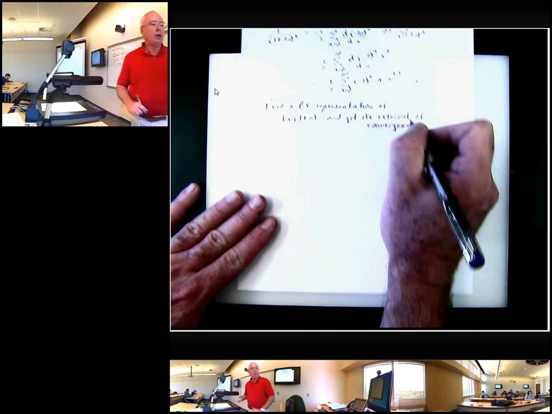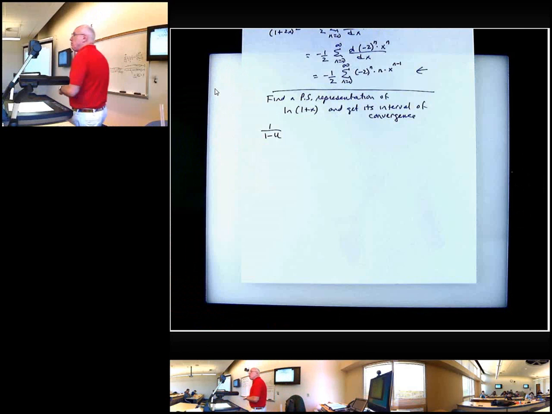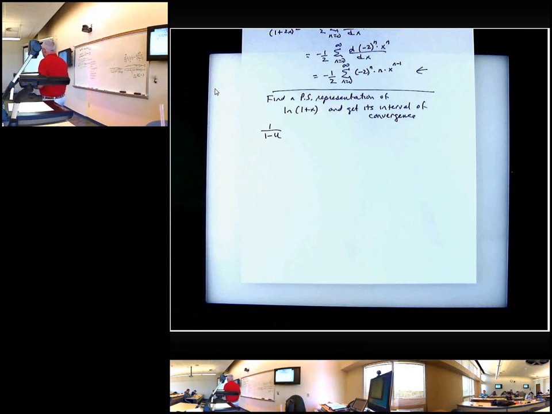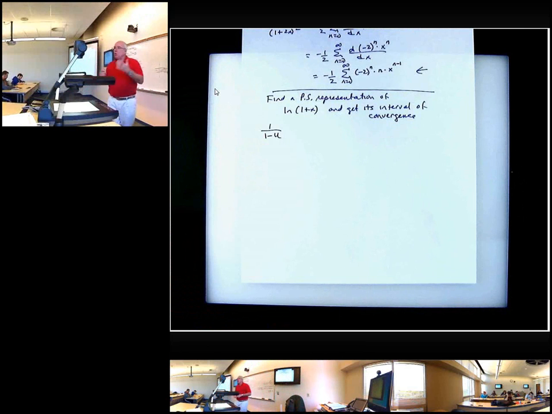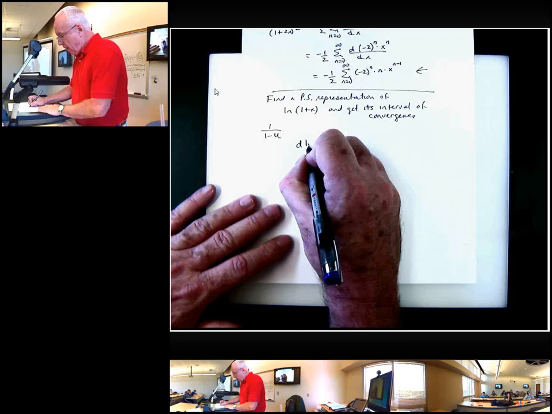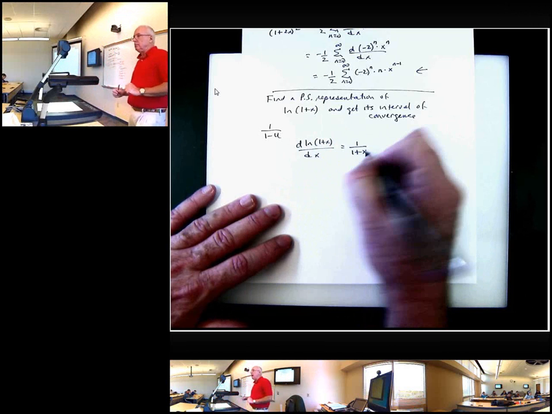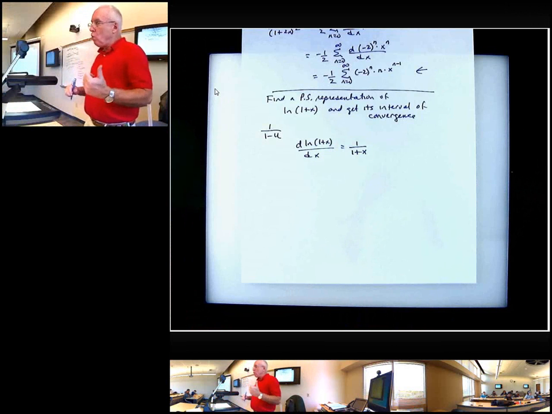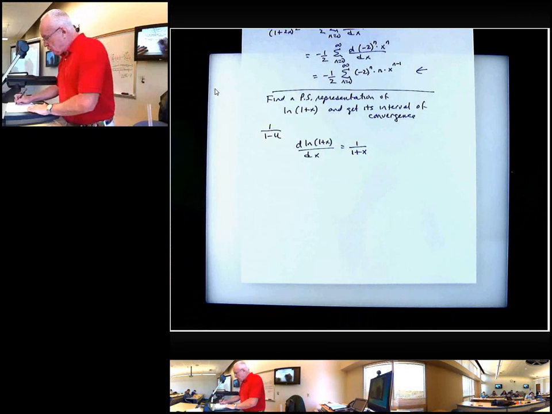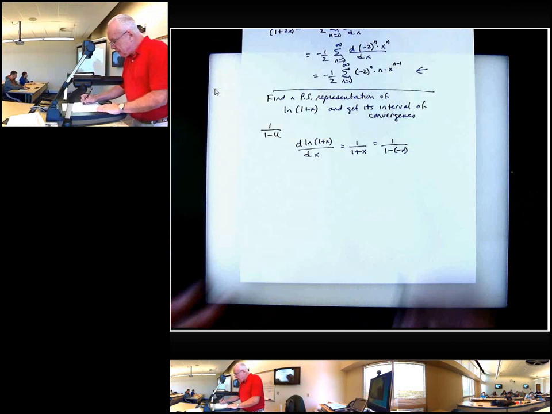Now, remember what we want to try to get. We want something that looks like 1 over 1 minus u. And we're working with the natural log. What happens when we take the derivative? What's the derivative of this natural log? It's equal to 1 over 1 plus x. Aha! I can get that as 1 over 1 minus u. Let's just rewrite it as 1 minus a negative x. And this then is my u.